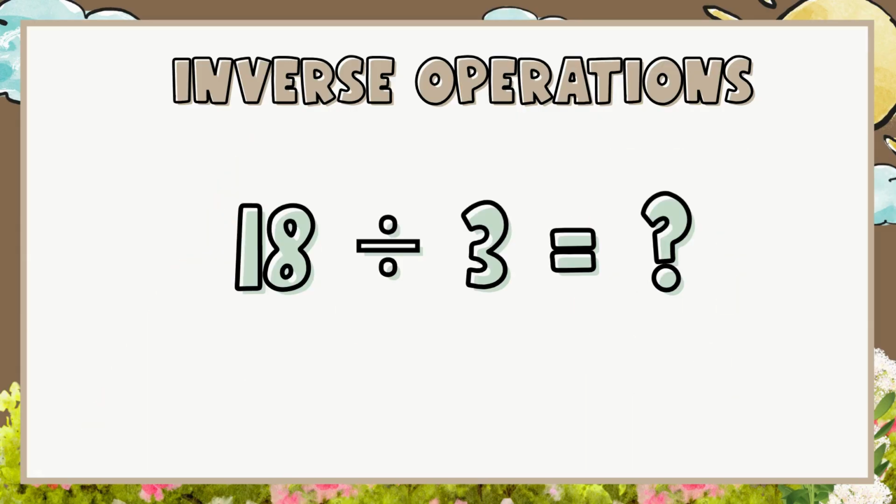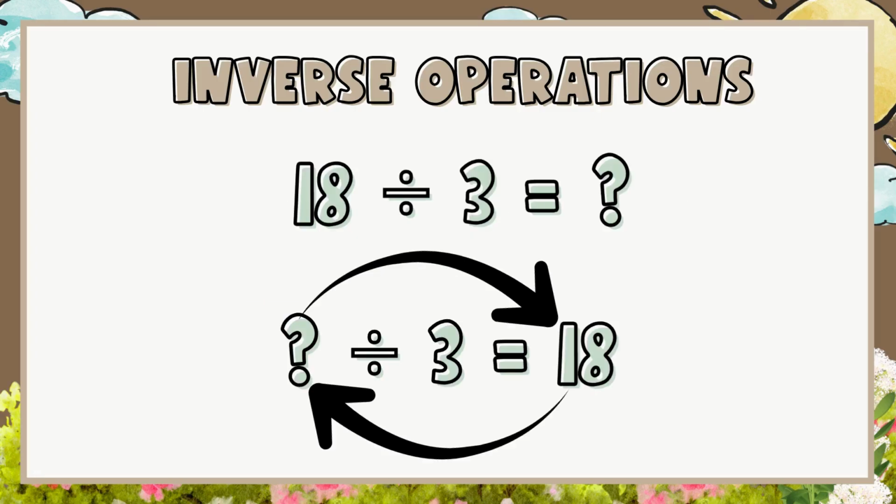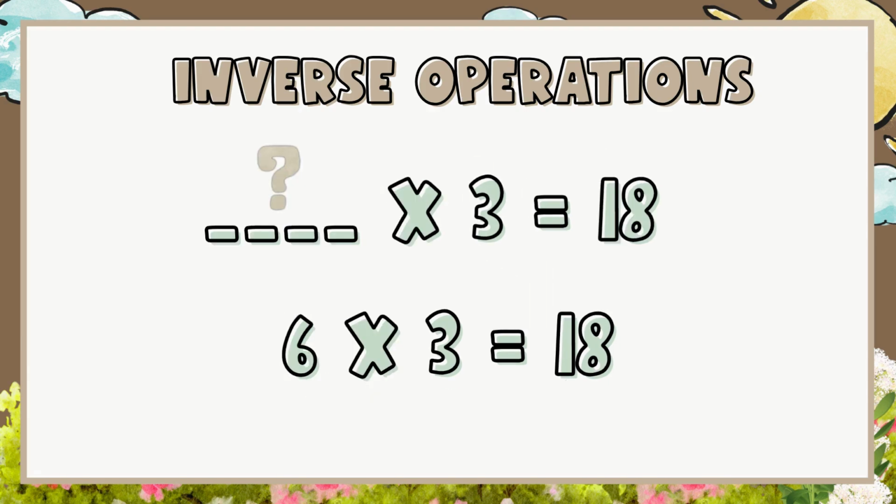Now you can try for yourself. What do you think 18 divided by 3 equals? Well, let's take it slow. If we move 18 outside and we switch the operation to multiplication, then we just have to ask ourselves, what times 3 will give me 18? Well, the answer is 6. 6 times 3 equals 18.